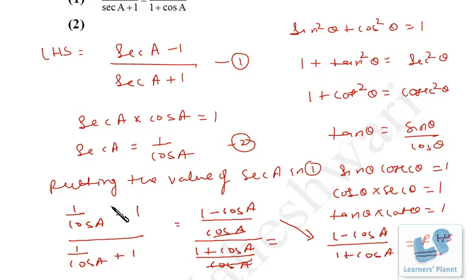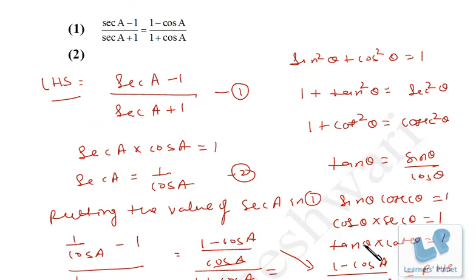So we started with the left hand side, that's (sec A minus 1) by (sec A plus 1), and we keep on solving and we reach the right hand side, that's (1 minus cos A) upon (1 plus cos A). So this is how the trigonometric identities are proved. You start with one side and you reach the other side, right? Okay, I hope you are clear.